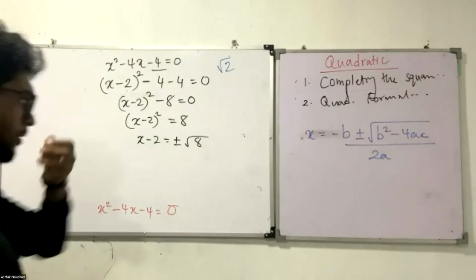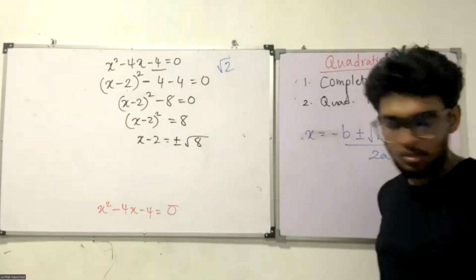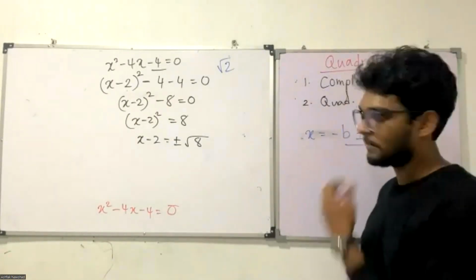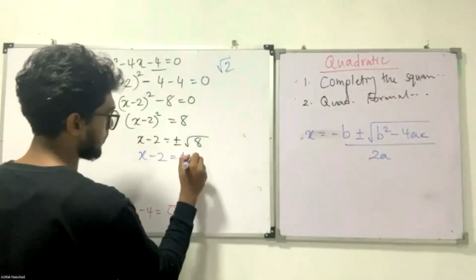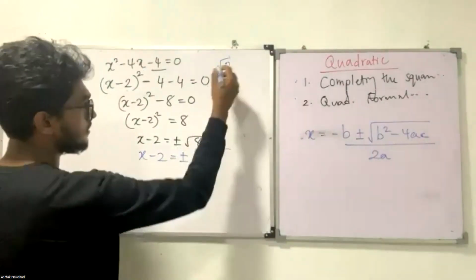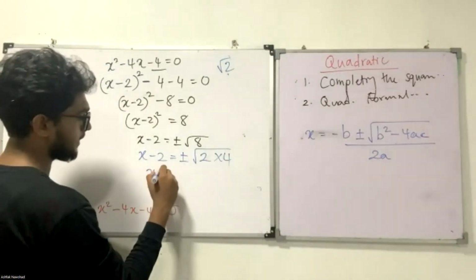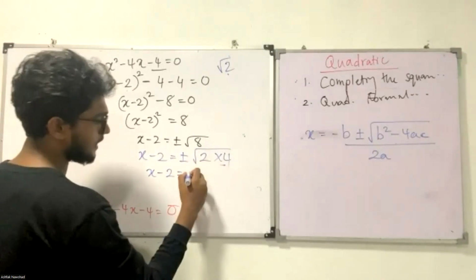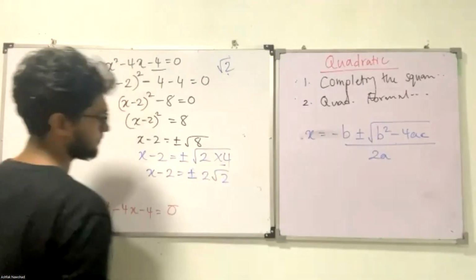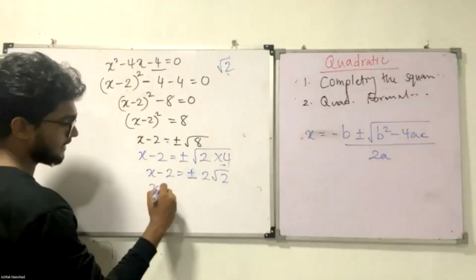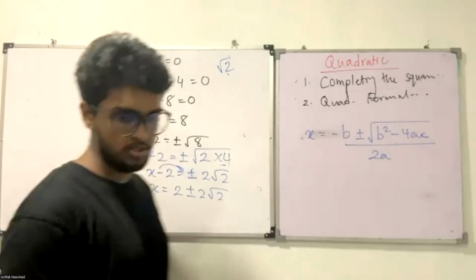No, because root 8 is not in simplest form. Root 8 can be simplified, and we can do it with the following technique. x minus 2 is plus or minus square root of 8. I need root 2, so I'm going to write 8 as 2 times 4. Now I'll end up with x minus 2 is plus or minus root 4 times root 2, and I'll take 4 outside, it becomes 2 root 2. Now we are good to go. x is 2 plus or minus 2 root 2. There are many 2's here.